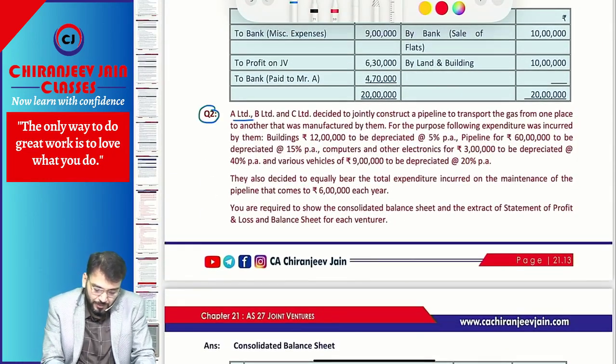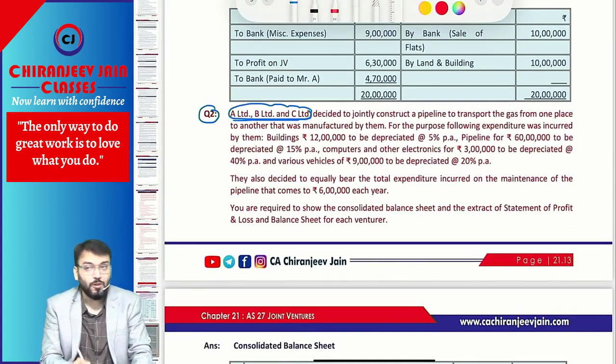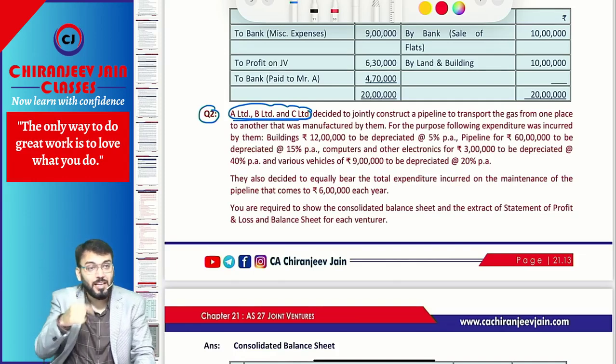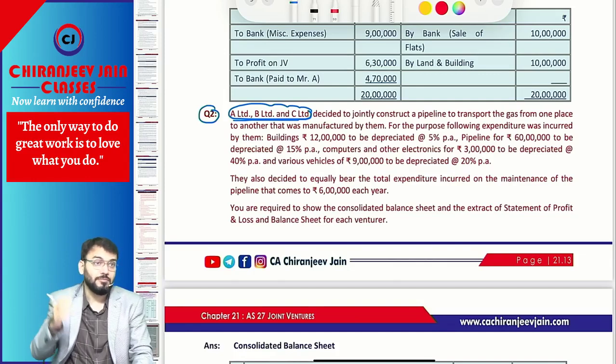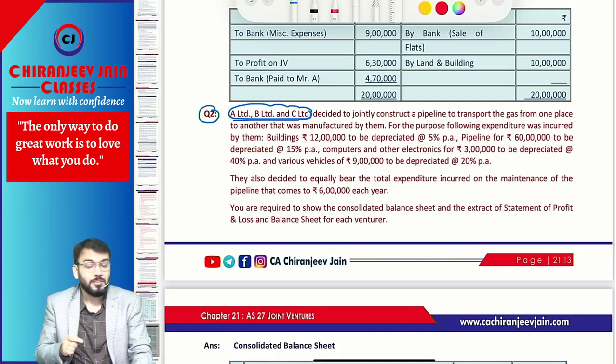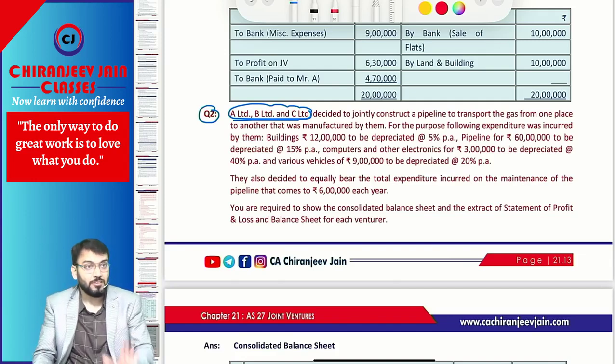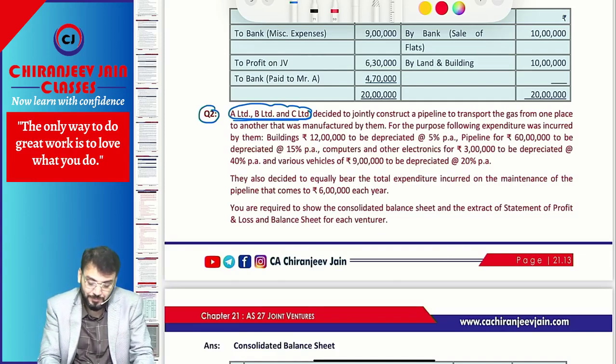A limited, B limited, C limited. So now whenever they say limited, it means you need to follow the vertical format. The last question was Mr. A, Mr. B, Mr. C, where we did the P&L account in horizontal format. Whenever they give a company, company means what? Serial 3, na? Got this point? Be careful for that point.